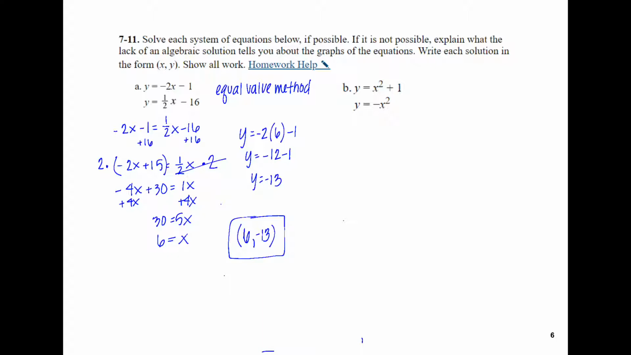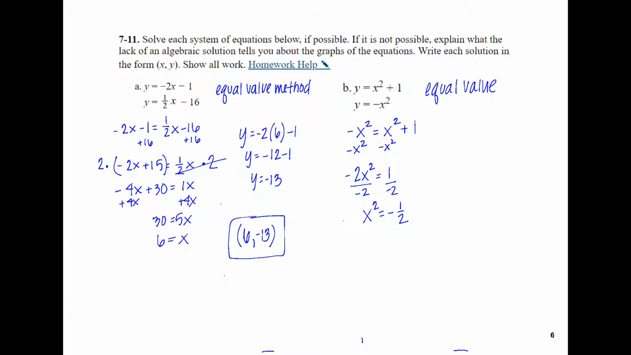Looking at letter B, we can also use the equal value method because they are both solved for y. So if we have negative x squared set equal to x squared plus 1, I'm going to combine my like terms using inverse operations. So I have negative 2x squared equals 1. Divide by my negative 2 to get x squared is equal to negative 1/2.